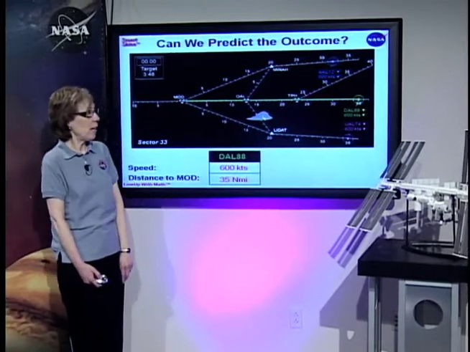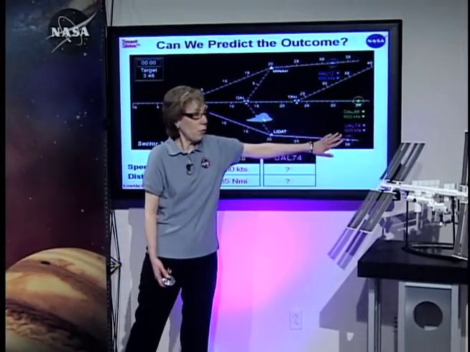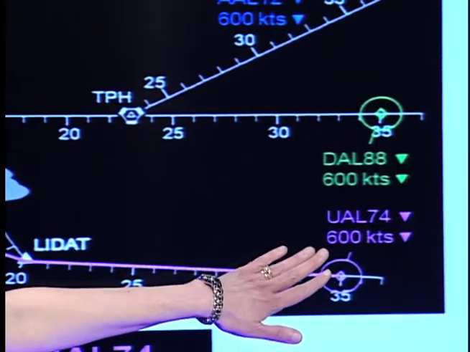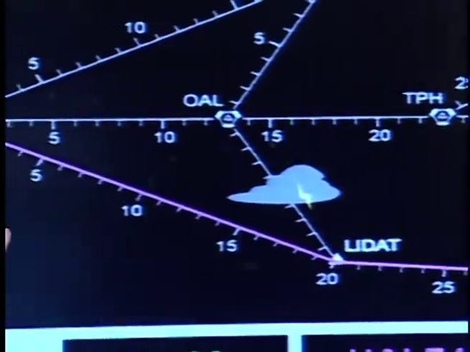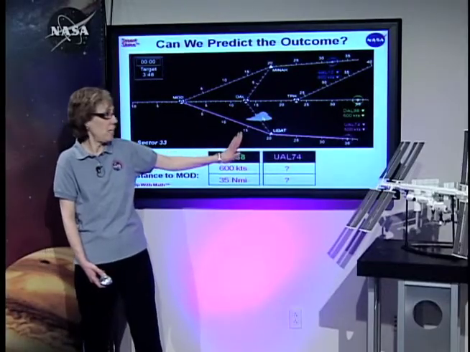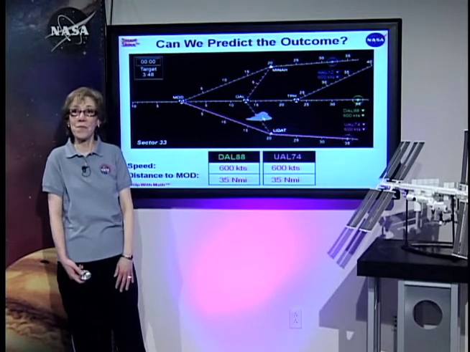And now let's move on to United, down here. United is also flying at 600 knots. And how far is United from Modesto? Again, starting our numbering here, 5, 10, 15. United is 35 nautical miles from Modesto.